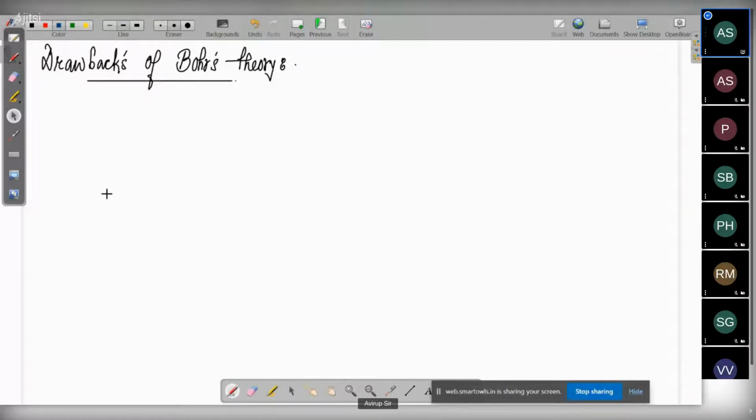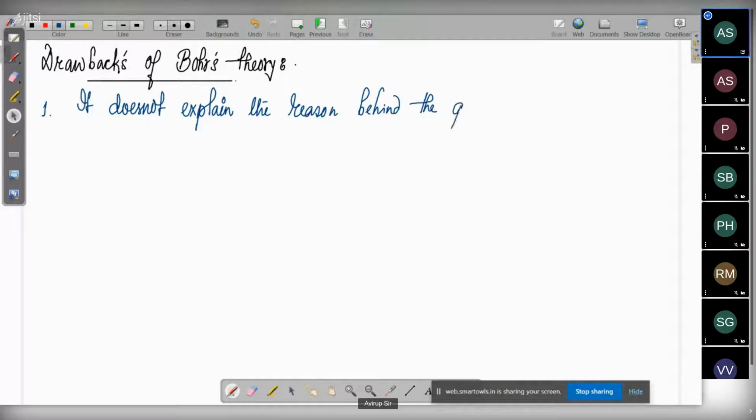So the first drawback is that Bohr's theory does not explain the reason behind the quantization of angular momentum.